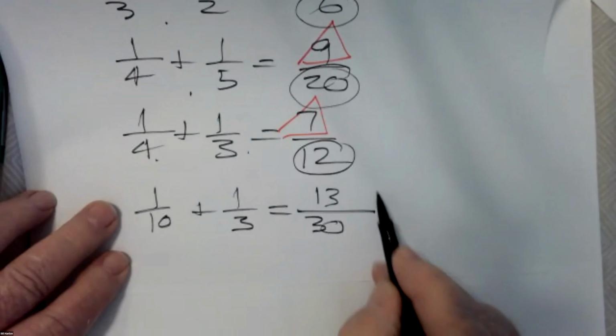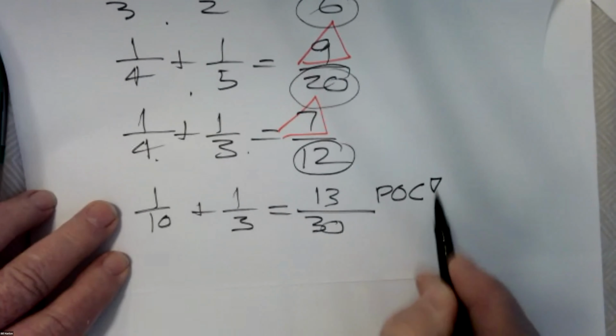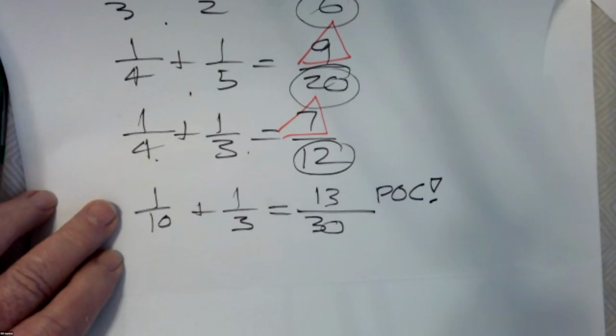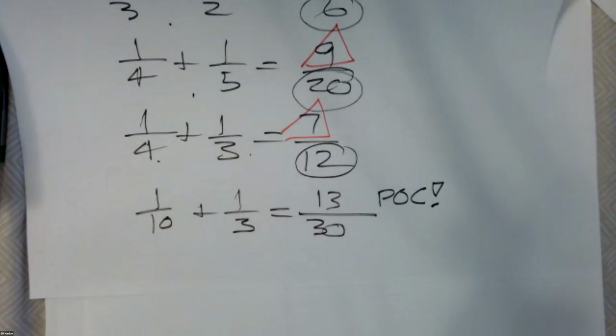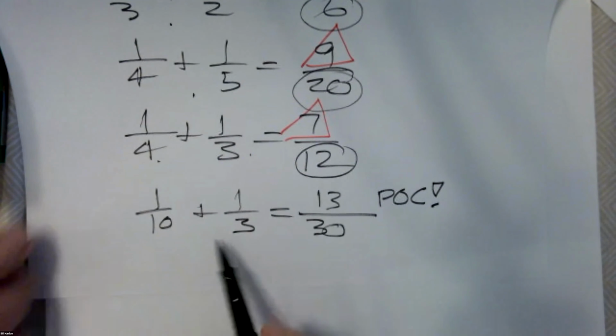And of course, when you do a problem like that in math, you always typically end it with a POC. Okay, everyone knows what POC stands for in math. This is very important notation. Okay, it stands for piece of cake. There you go.